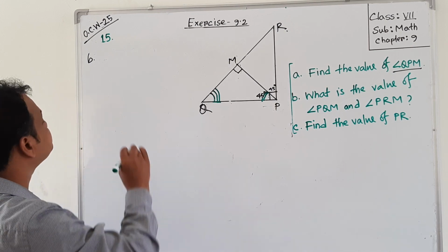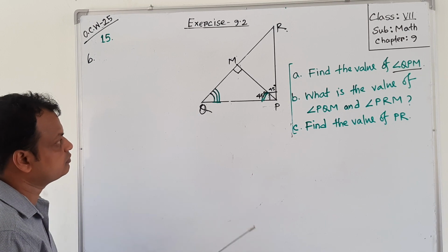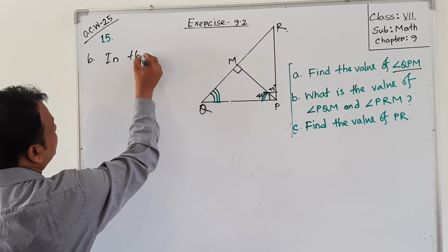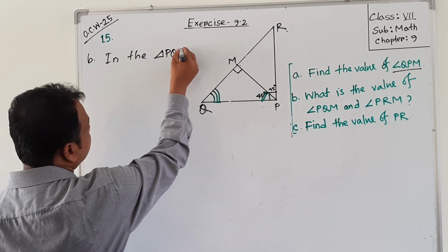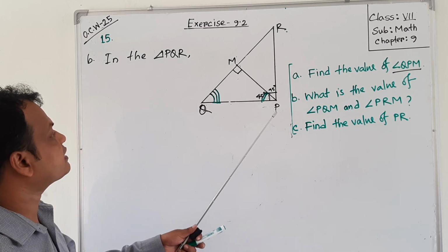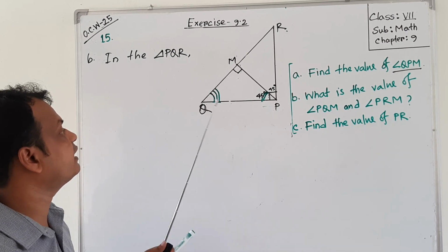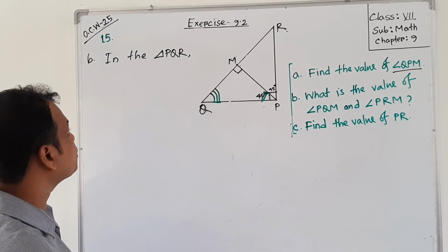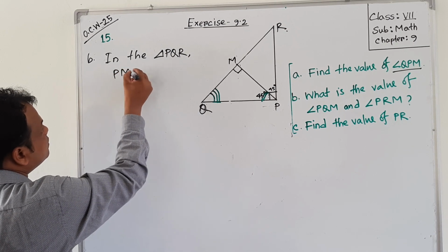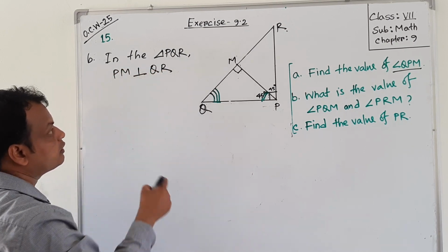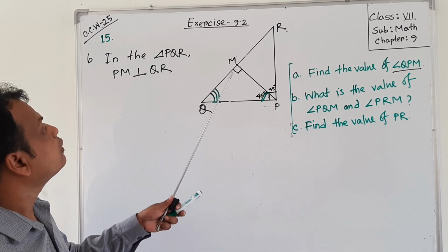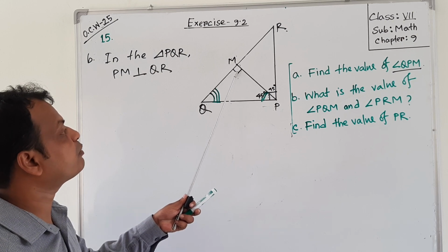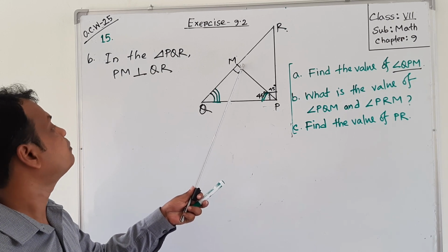So start writing. PQR is a triangle. In triangle PQR, we have drawn PM perpendicular on QR, so we can write PM perpendicular to QR. I have shown you that when the perpendicular is drawn, this angle is formed 90 degree. This angle is also 90 degree.